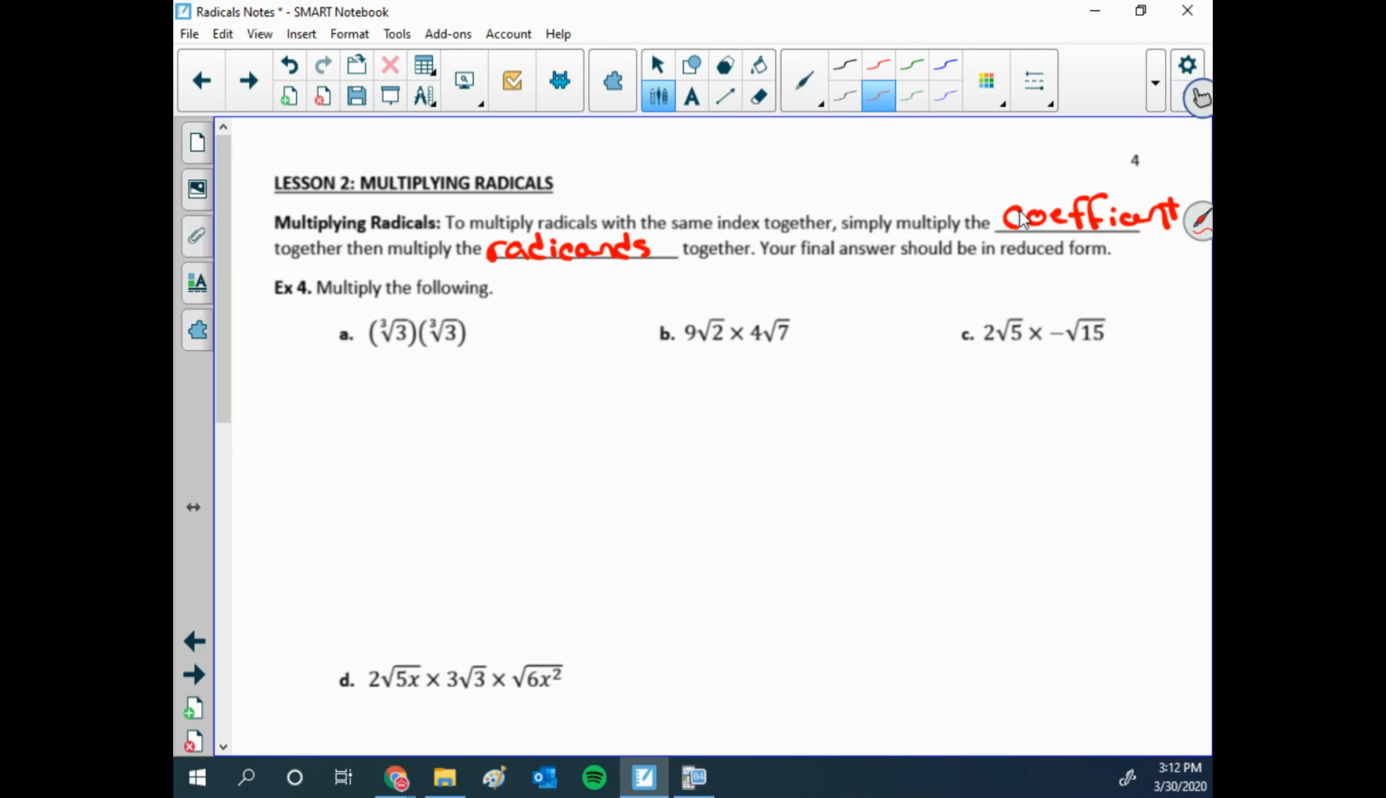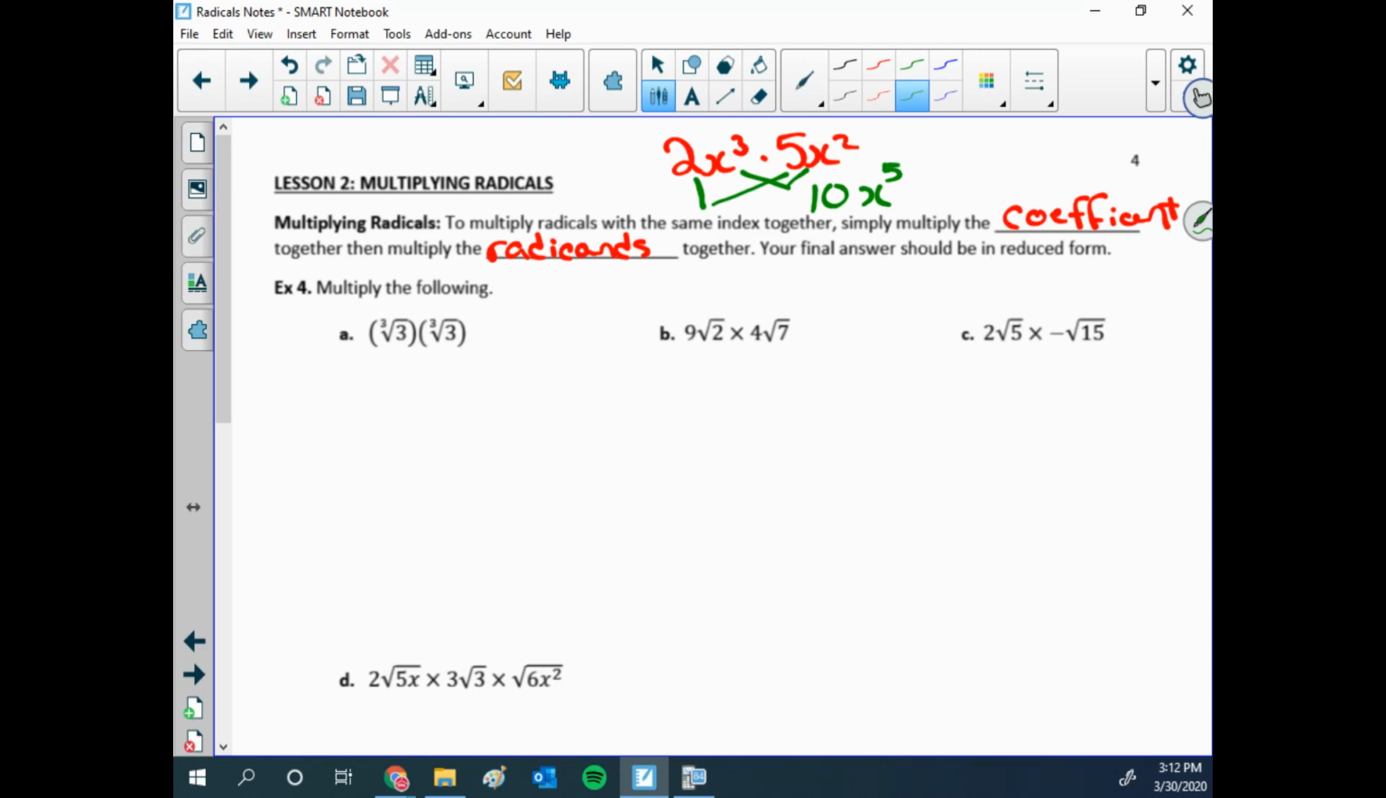So if I had a polynomial like 2x cubed times 5x squared, to multiply this polynomial together, I multiply my coefficients together. So 2 times 5 would be 10. And then x squared times x cubed would give me x to the power of 5. Okay. And the same thing is going to work here when we're multiplying radicals. We have to have the same index. From there, coefficients get multiplied, radicands get multiplied.